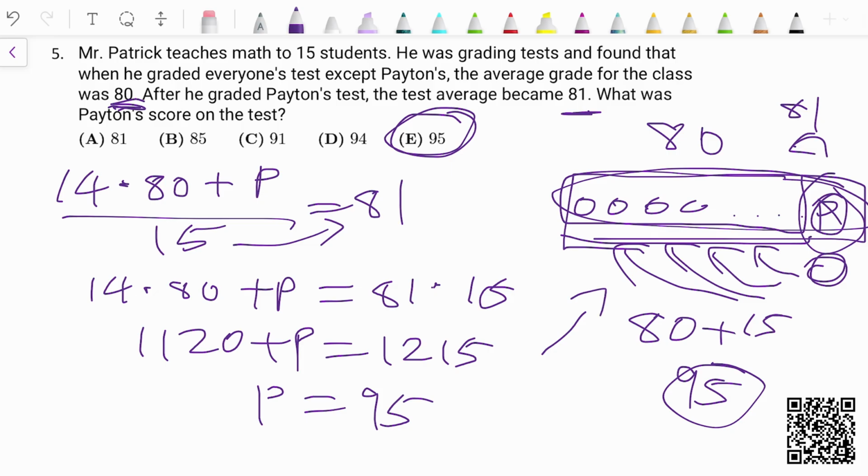Using either solution, we find that the answer is E, 95. This one is a bit faster if you can comprehend it in time on the test, and the other is just the straightforward one if you can't find that solution. Either works and either is decently quick, so both of them are viable solutions.